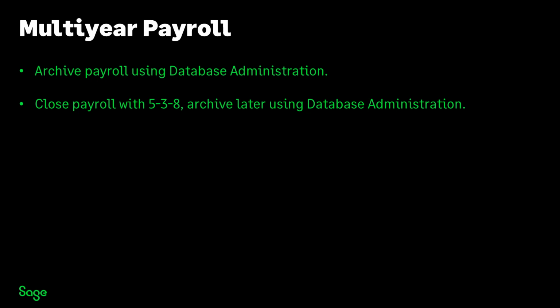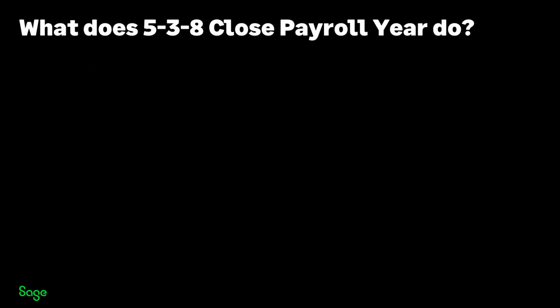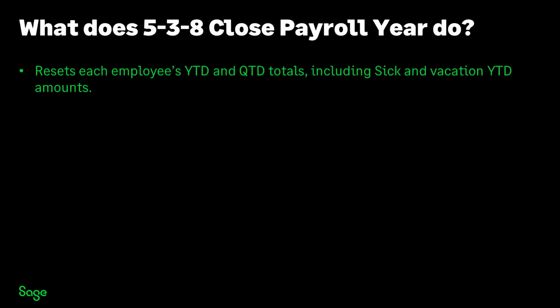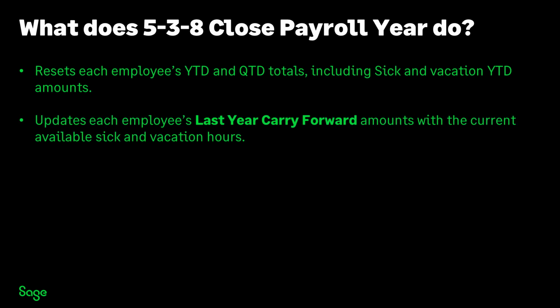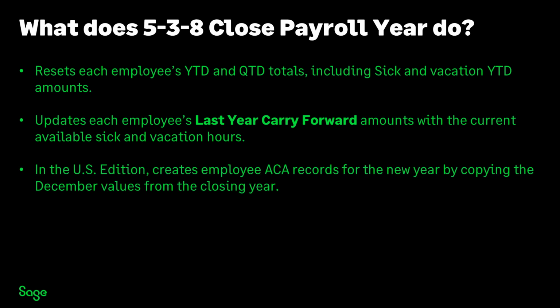This is done through the 538 Close Payroll Year window. Closing payroll using 538 does not create a separate database for the payroll records. The records stay in the current company. Using the new method, the employee's year-to-date and quarter-to-date totals are reset. The employee's carry-forward amounts are updated. In the U.S. edition, the Affordable Care Act records are created for the next year.